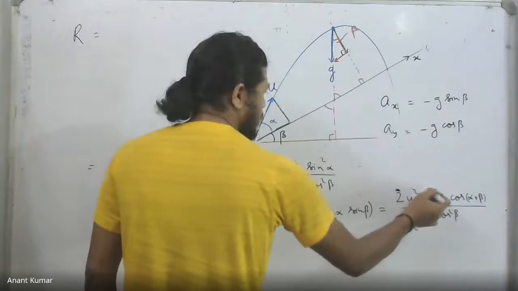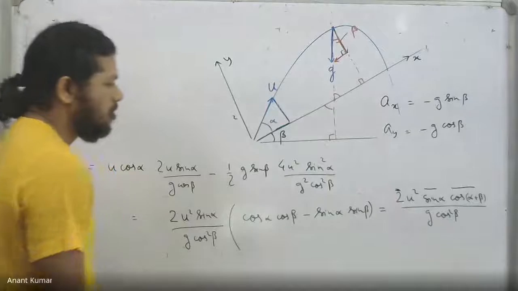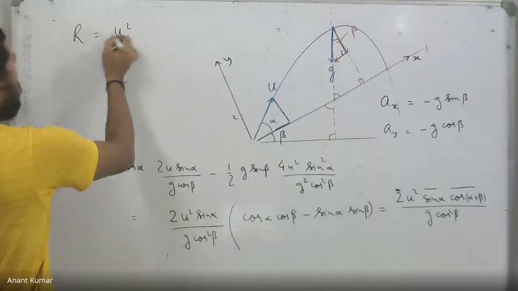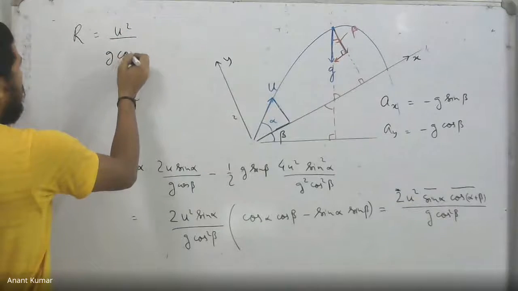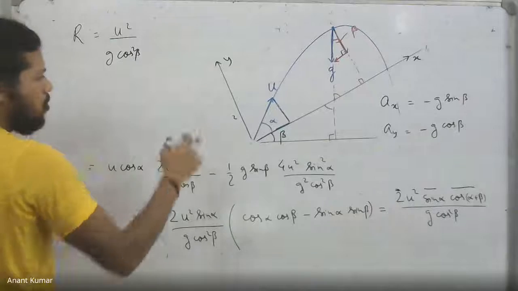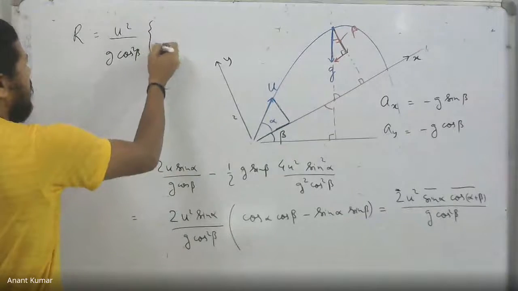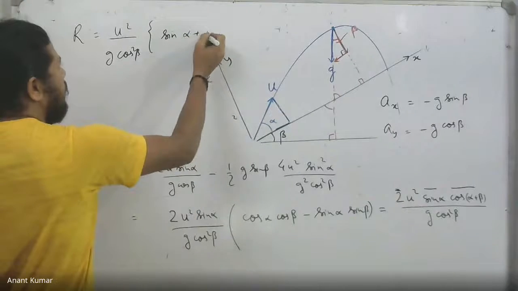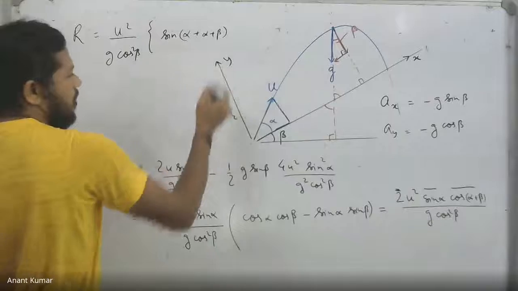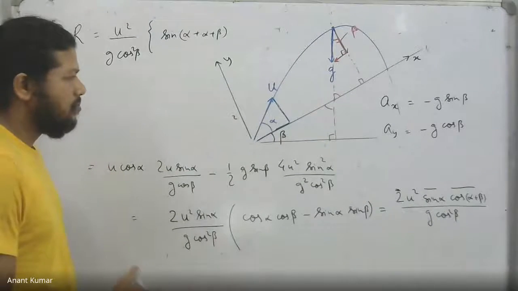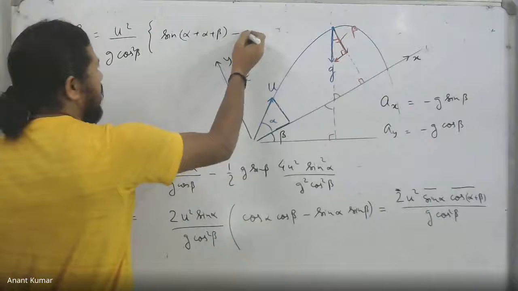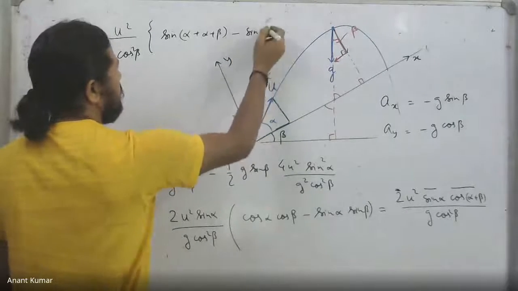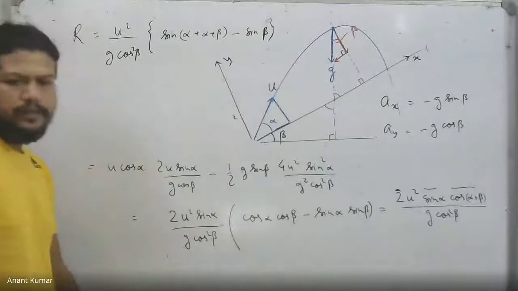There's 2 present, there's sine alpha and there's cos alpha plus beta. So I'm going to use 2 sine alpha cos alpha plus beta. Rest of the thing I'm just writing as they are: u square by g cos square beta. And then 2 sine alpha cos alpha plus beta reduces to sine of alpha plus beta, and then sine of alpha minus beta becomes minus of sine beta.